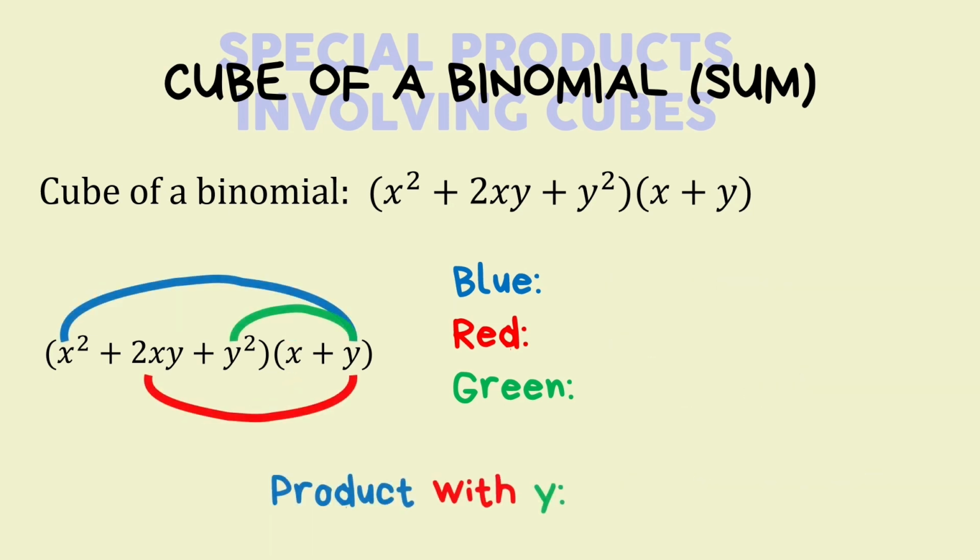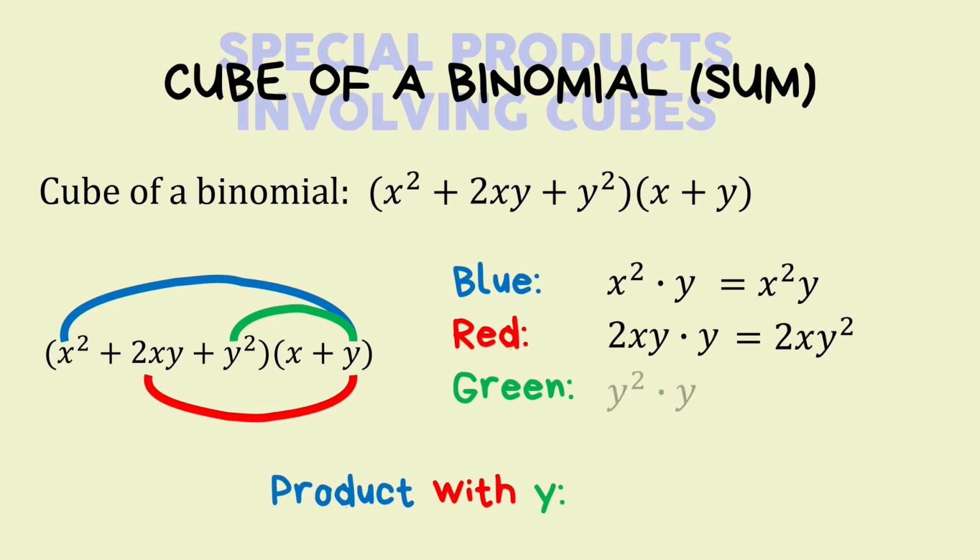Now let's multiply all of them with y. x squared times y is equal to x squared y. 2xy times y will be equal to 2xy squared, while y squared times y is y cubed. I hope you understood that. Thus, our product with y would be x squared y plus 2xy squared plus y cubed.